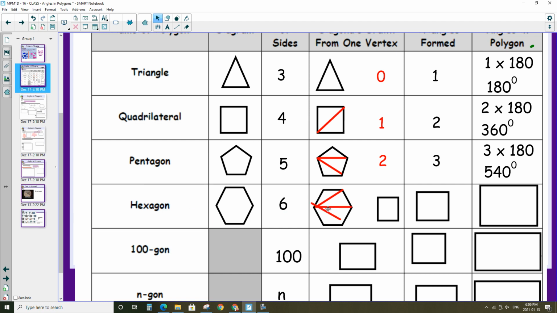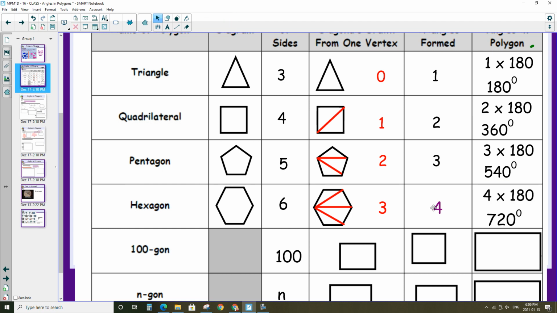So I'm drawing 3 lines in this case, and I've created 1, 2, 3, 4 triangles. So the sum of the angles within that hexagon should be 4 times 180, which is 720. So you could draw a hexagon to check if you wanted to, and you could measure the angles inside, and you will see they will add up to 720 degrees.